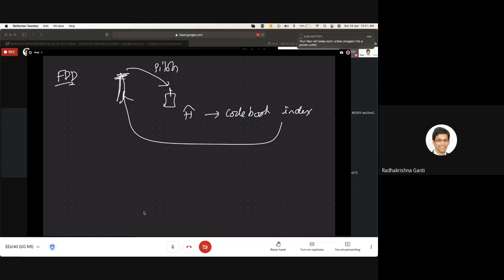Okay. So you understood the difference between FDD and TDD, and why TDD is used for massive MIMO in 5G. That is the reason why 5G generally talks about TDD spectrum and not an FDD spectrum, because if you want to use massive MIMO.